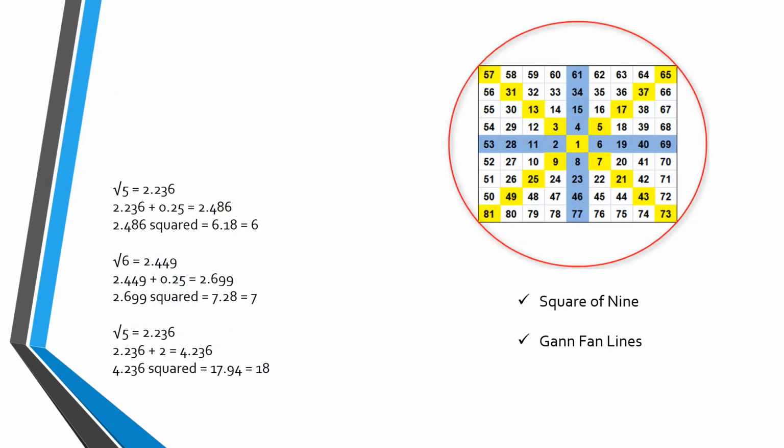In today's video, I want to introduce you and bring you up to speed on the mathematics that underpin the square of 9 and Gann fan lines. And these were two developments courtesy of W.D. Gann back in the 1930s, 1940s.